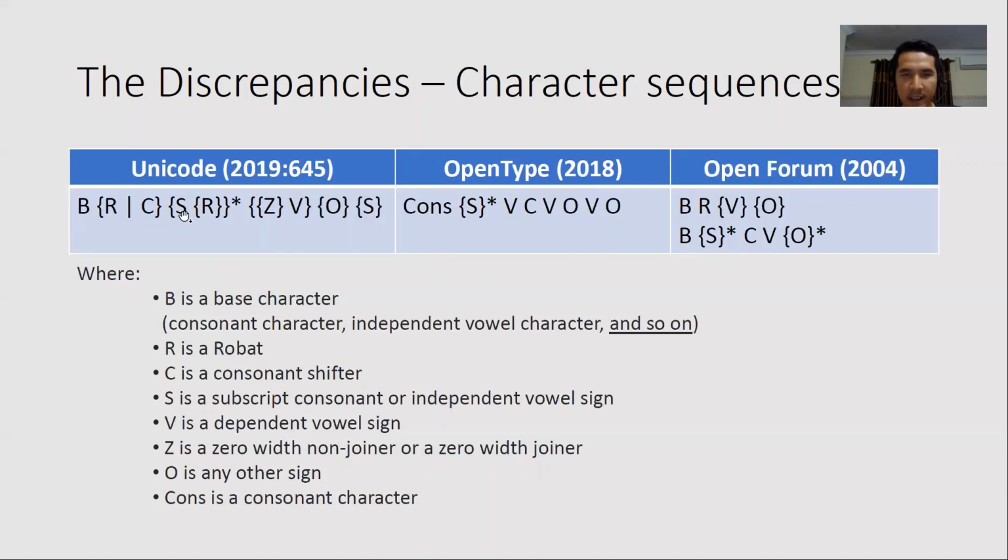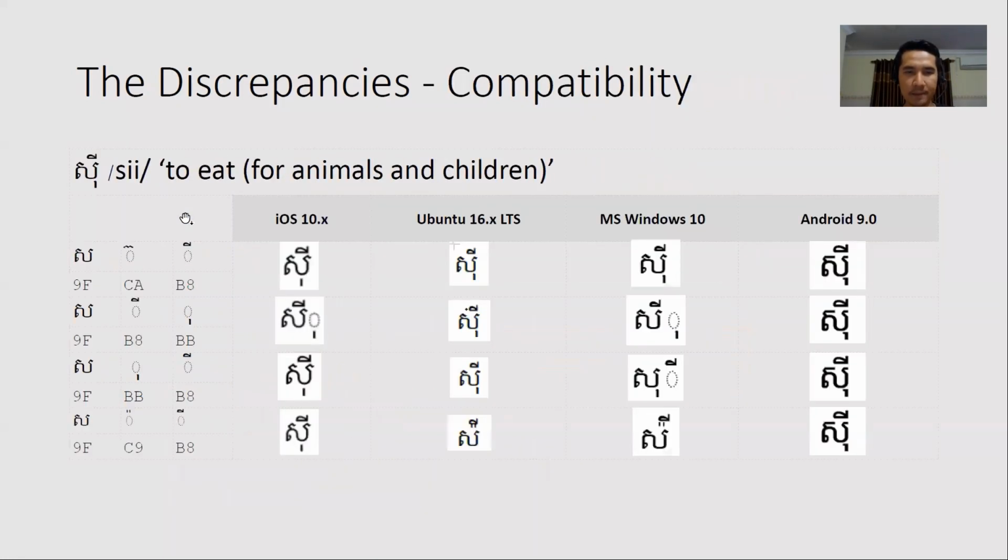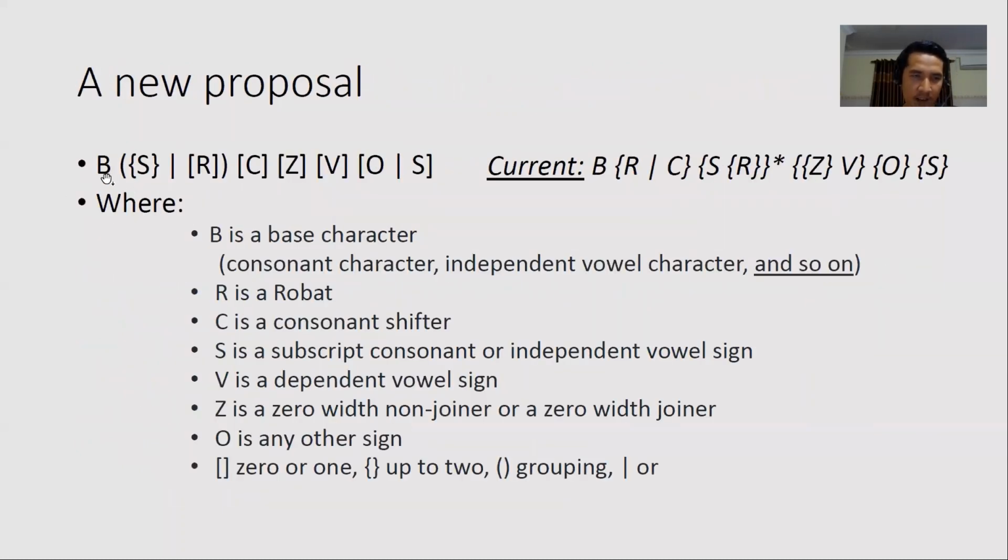To reiterate, OpenType is partly correct when it comes to where the consonant shifter should be, so it's put after the subscript. Likewise, Open Forum also has the consonant shifter after the subscript, but the Unicode Standard currently allows the consonant shifter before the subscript, in between the base and the subscript, while it should actually be after the subscript. So the order should be base or consonant and subscript, then the consonant shifter, then vowel, then sign or another subscript. A subscript is given here so that we can still keep using the old spelling. The subscript may be put after a vowel in the old way of spelling.